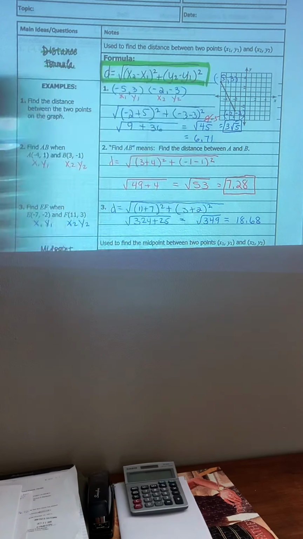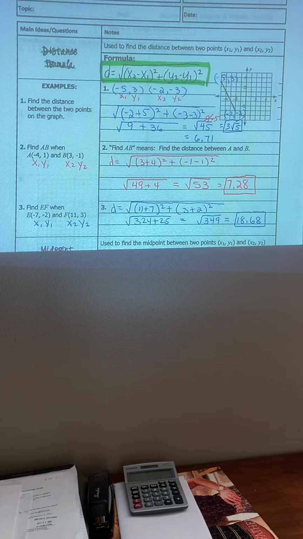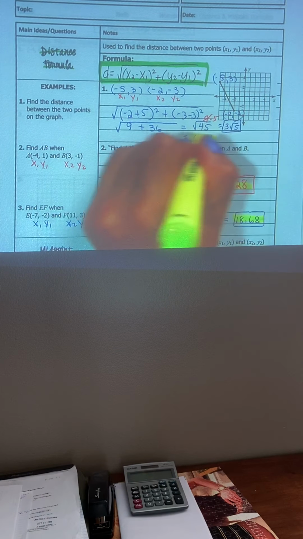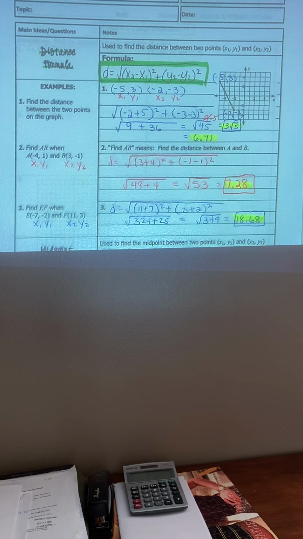18.68. Okay, and there's our distance formula. Next is the midpoint formula.